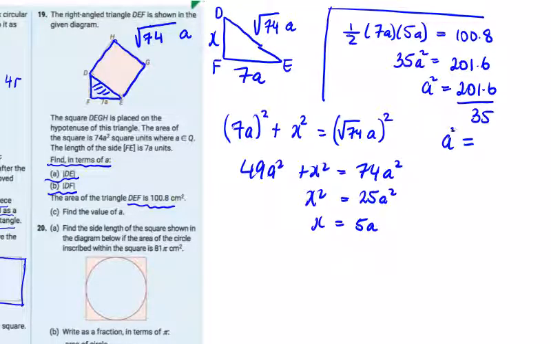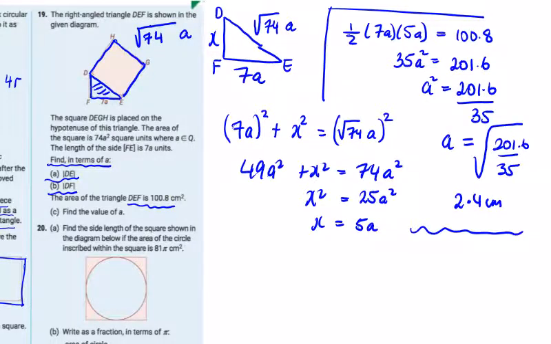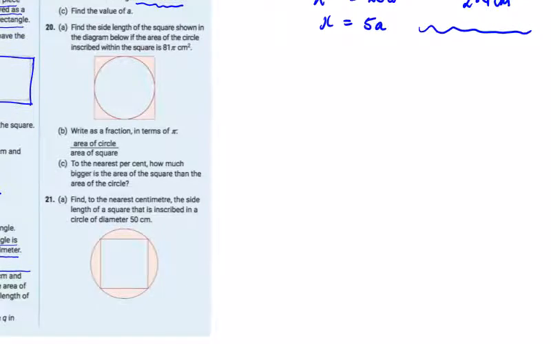So A is equal to the square root of 201.6 over 35, which gives 2.4 centimeters for A. Now question 20. The area of the circle inscribed in the square is 81 pi. So we can say pi r squared is equal to 81 pi. So we can divide by pi to get r squared is equal to 81. So the radius is 9.